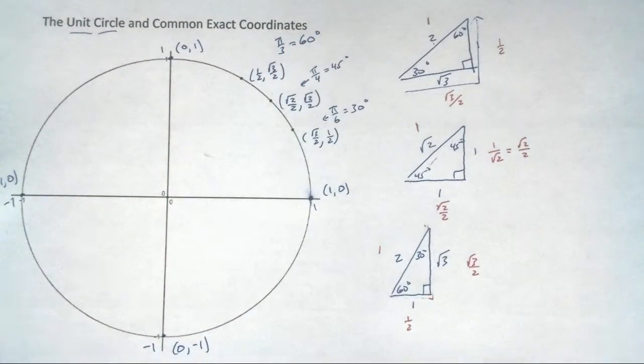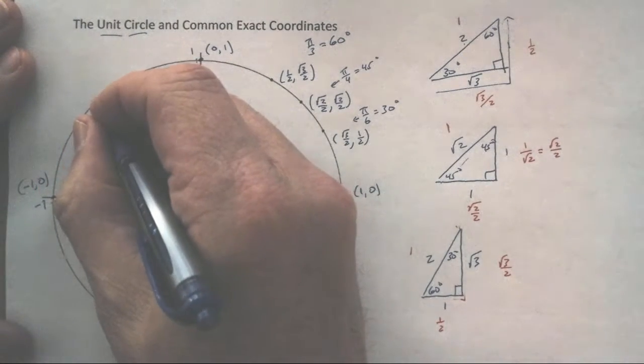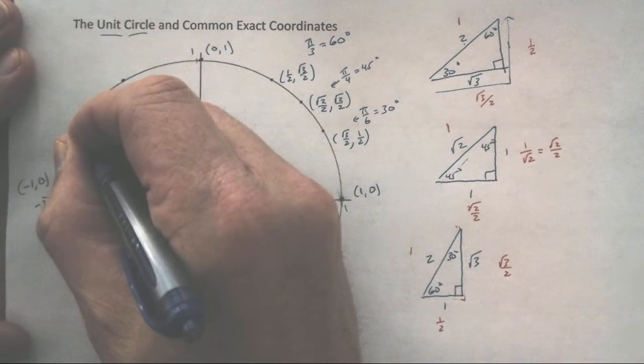Now, we could go around the rest of the triangle and redraw triangles, but this is going to be really easy for us. I'm going to ballpark where these same reference angles are.